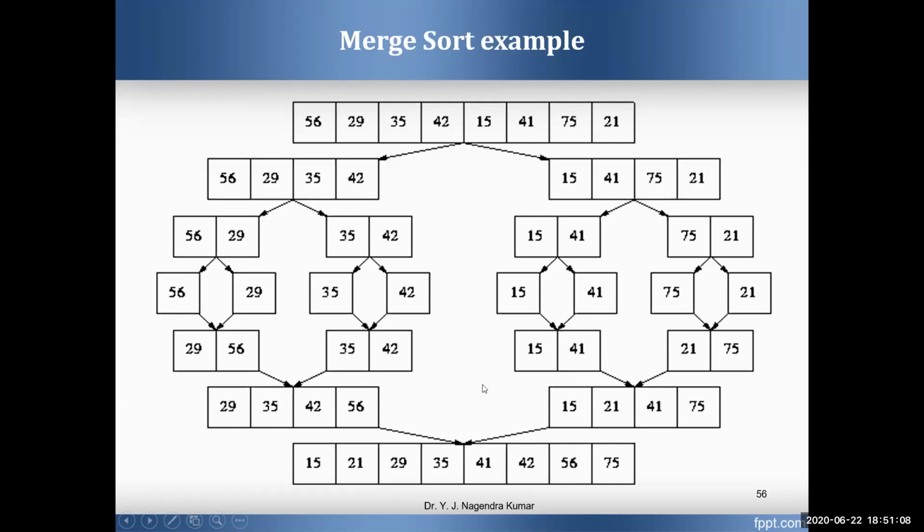Now it compares 35 with 41. So 35 is the smallest number. So strike off this one. Now it compares 42 with 41. So 41 is the smallest number. So strike off this 41. Now it compares 42 with 75. Okay. So 42 is the smaller number compared to 75. Now 56 compares with 75. So 56 is the smaller number compared to 75. That's why it is in the last but one position.